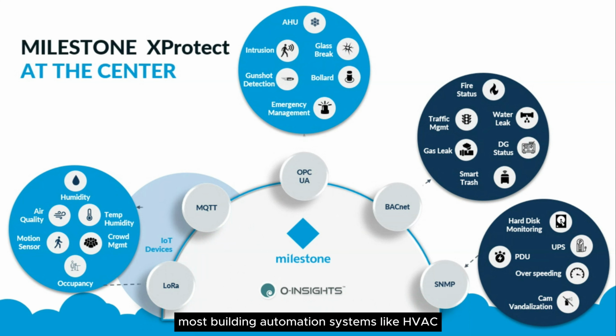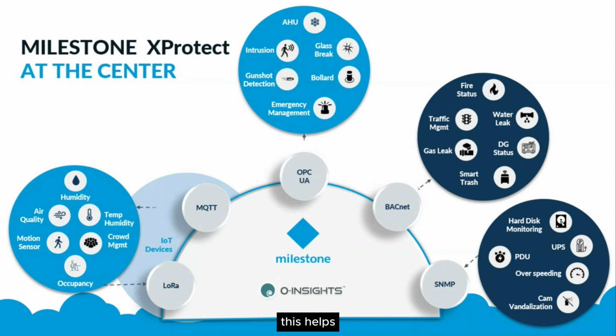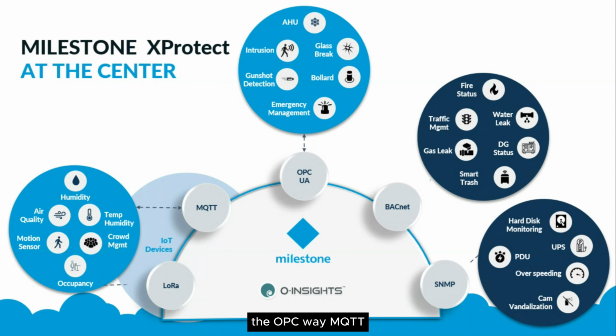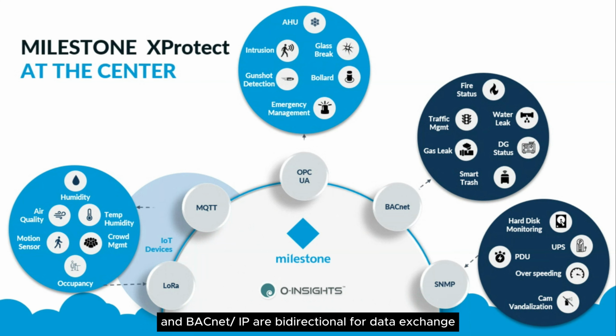Most building automation systems like HVAC or BMS controllers, fire alarm systems, and lighting control systems communicate over the BACnet IP protocol. For example, if a fire alarm is triggered, you can have a PA announcement done or a live camera feed on a video wall. This helps the emergency response team to take swift actions. One thing to note here is that all these protocols, OPC UA, MQTT, and BACnet IP, are bidirectional for data exchange.